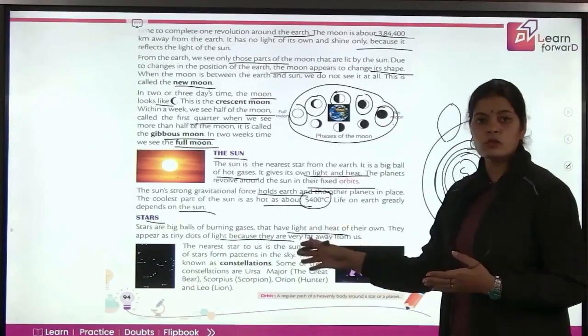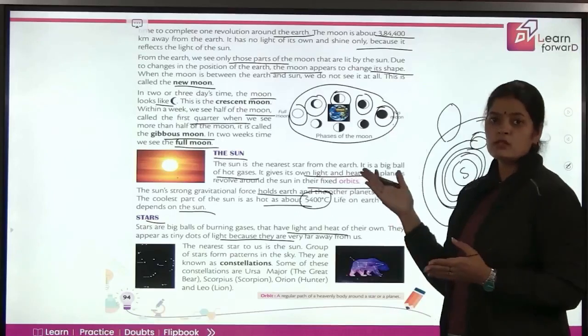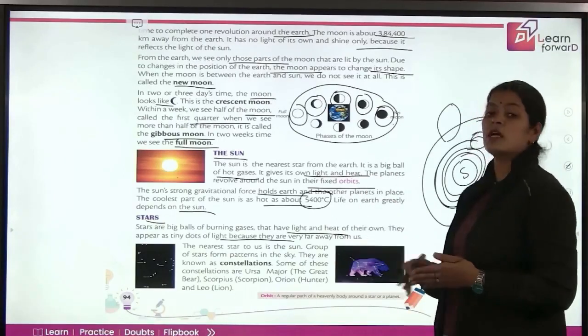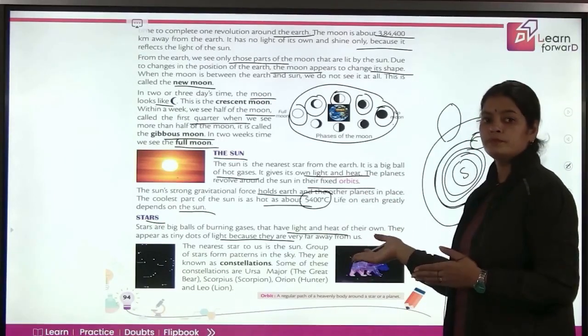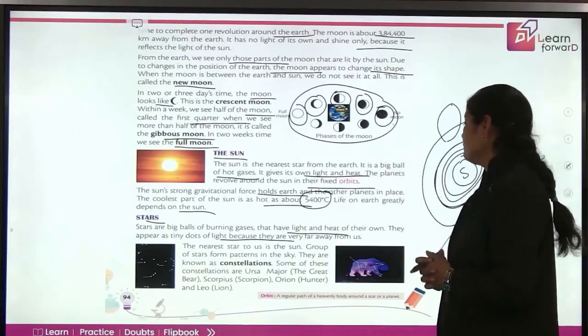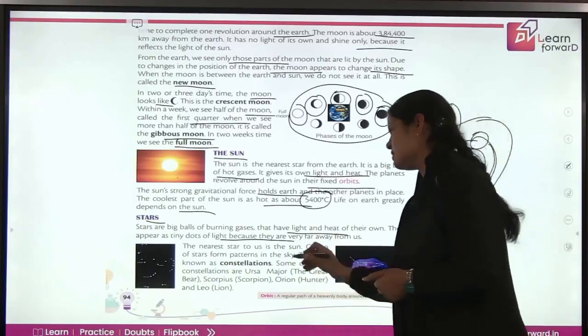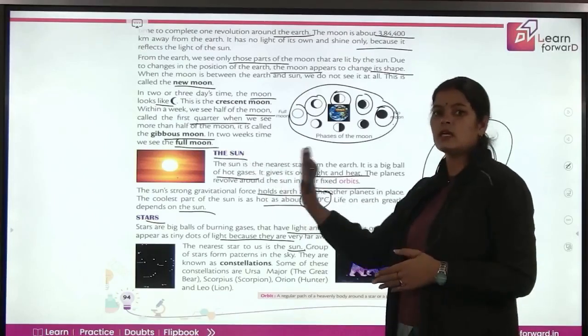They appear as tiny dots of light because they are very far away from us. The sun is also far from us, millions of kilometers away, but stars are even farther from the earth compared to the sun. So the nearest star to us is the sun. It is again a star.